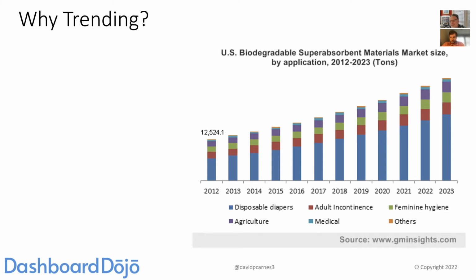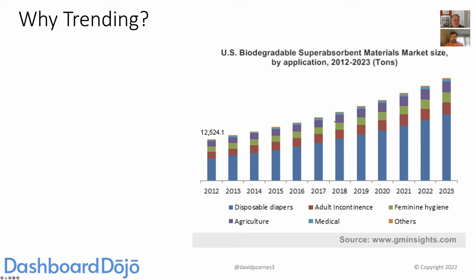But let's say that there was suddenly regulation in some state or some part of the world. Probably it'd be Berkeley, California, that would say no more plastic diapers. They have to be biodegradable. And then suddenly you might see a spike in the trend, and we could explain that by that legislation.